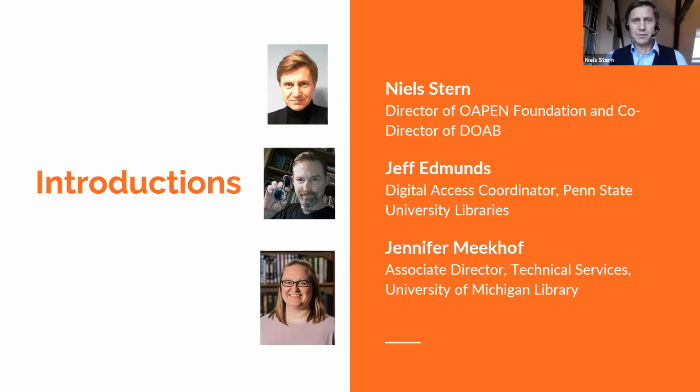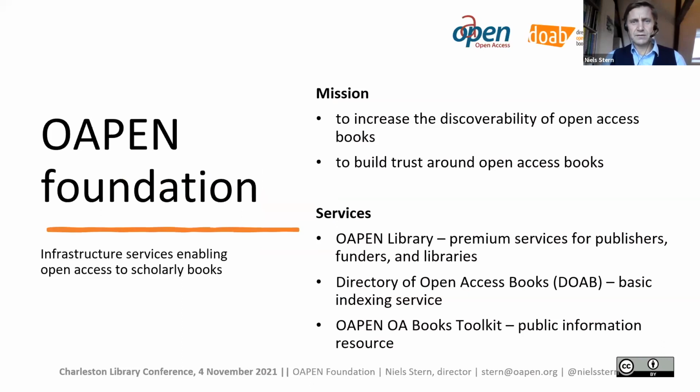So without further ado, I will begin with the first presentation and start by briefly introducing what OAPEN Foundation is about. We are providing infrastructure services to enable open access to scholarly books. Our mission is to increase the discoverability of open access books and to build trust around them. We do this by providing 3 services: the OAPEN Library, the Directory of Open Access Books, and the OA Books Toolkit, which is an information resource with a lot of information about open access book publishing.